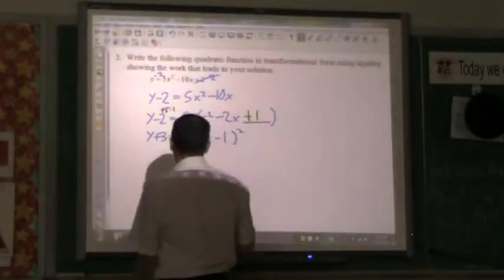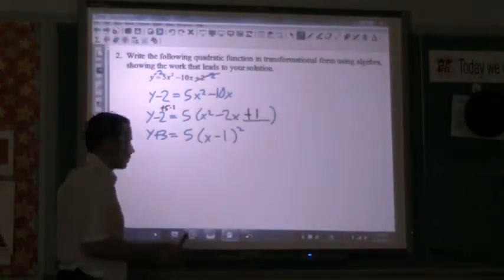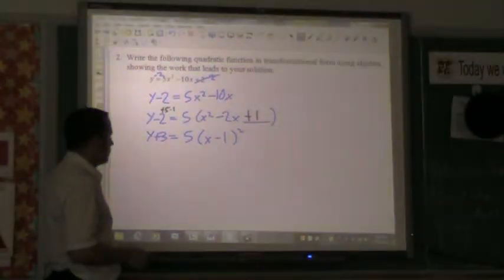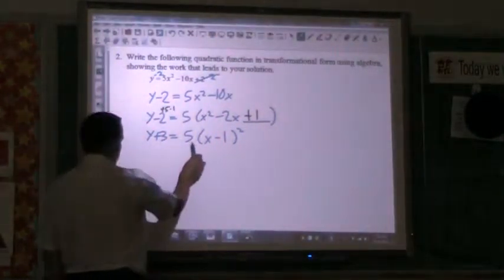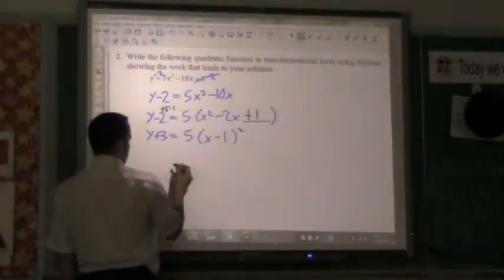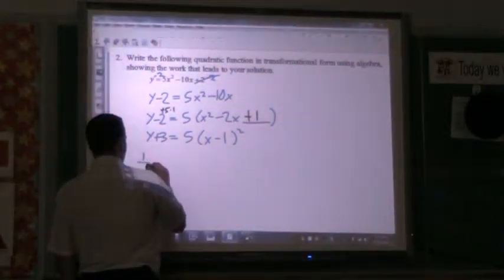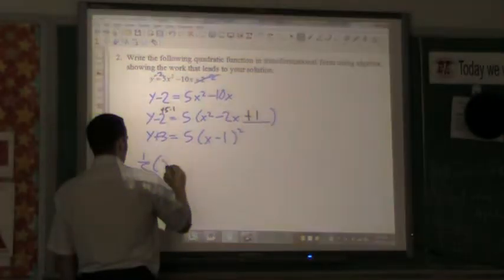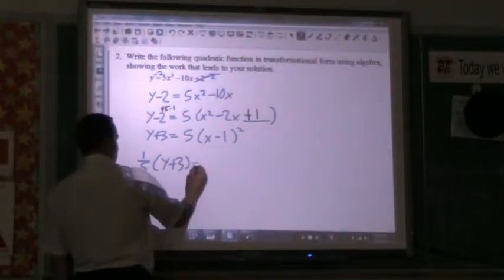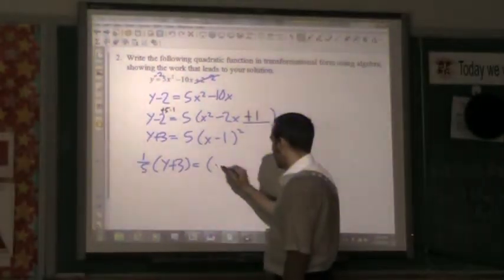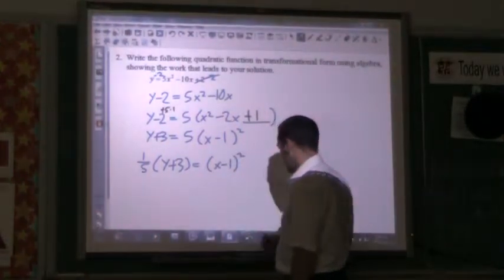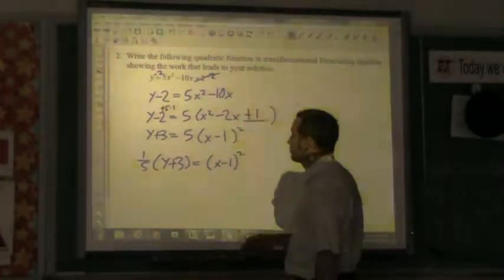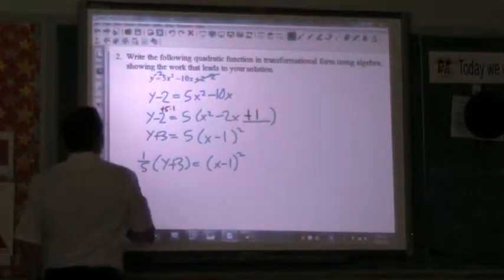Finally, once in transformational form, I can go either standard or transformational form from here. So for transformational form, your vertical stretch comes to the other side, and you get 1/5 (y plus 3) equals (x minus 1) squared. On to number 3.